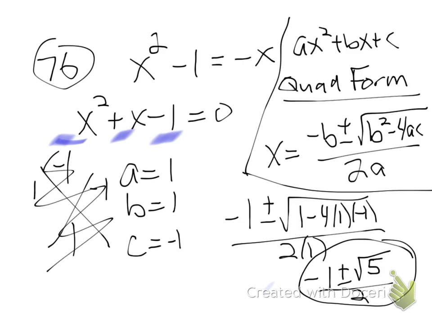That's our two answers because that can be rewritten in two different ways as negative 1 plus the square root of 5 divided by 2, or negative 1 minus the square root of 5 all divided by 2.